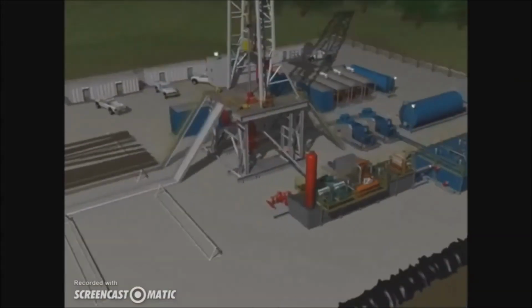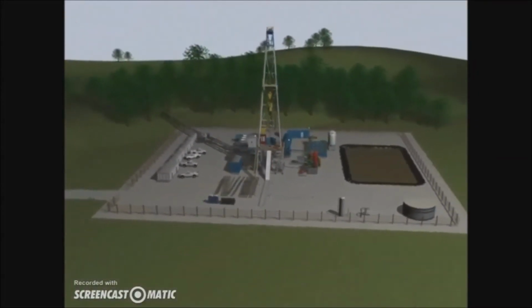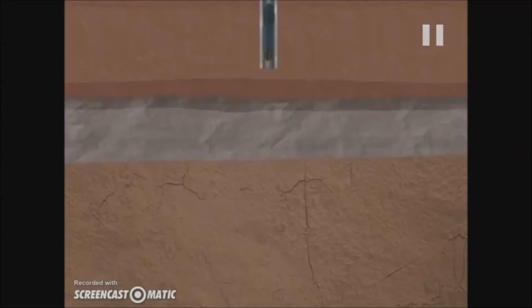Horizontal wells have been extremely popular since the 1980s. The traditional methods of extracting oil are being replaced by this method that allows more control and precision, increasing oil production and decreasing environmental impact.